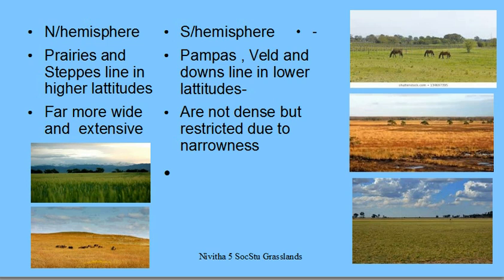While in the southern hemisphere you have the pampas in South America, the velds in Africa and downs in Australia. These are near lower latitudes. And they are not as dense as the ones in the northern hemisphere, which are far more wide and extensive.